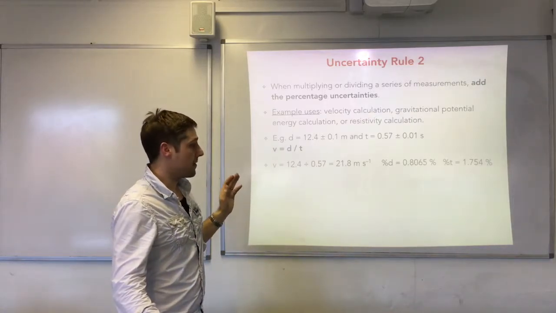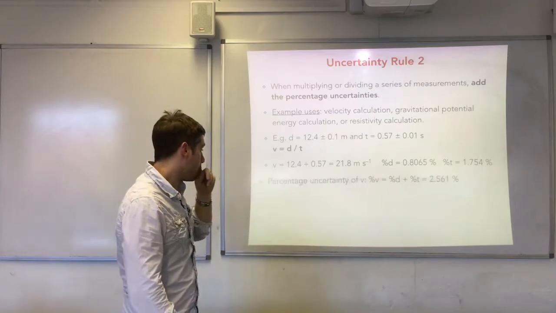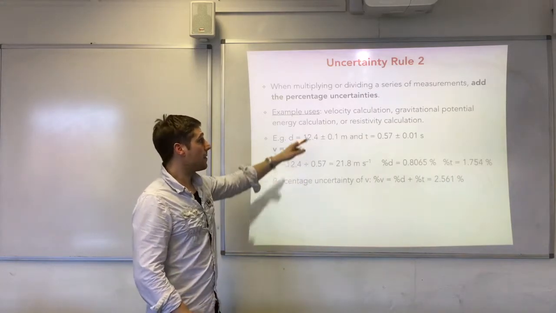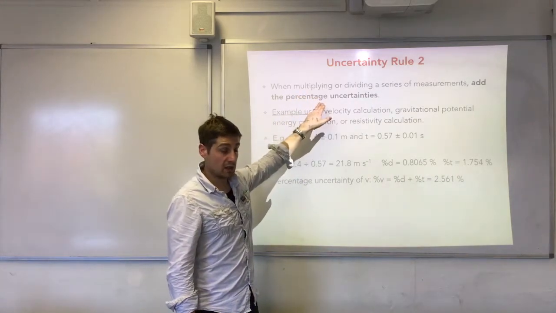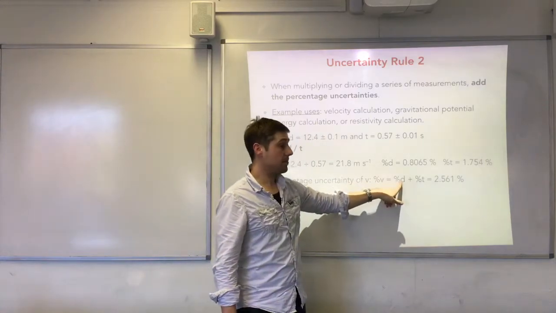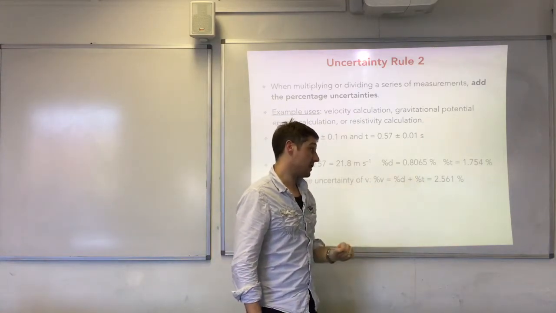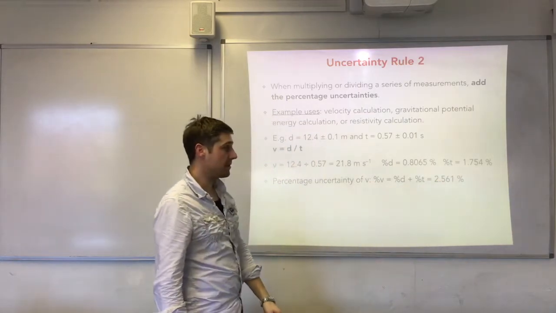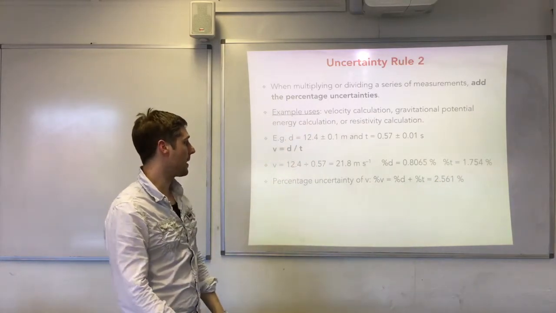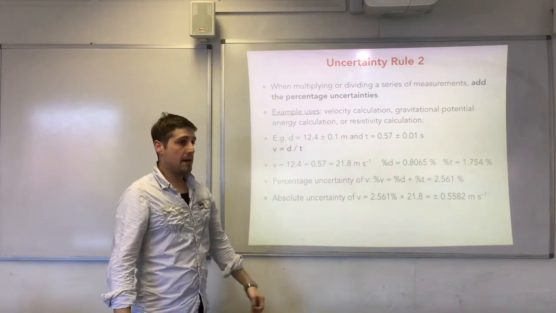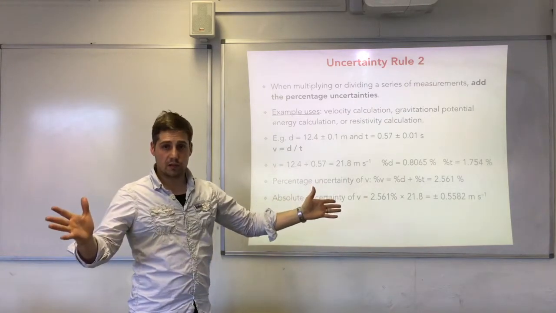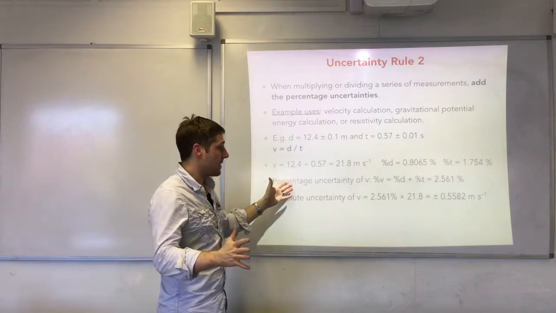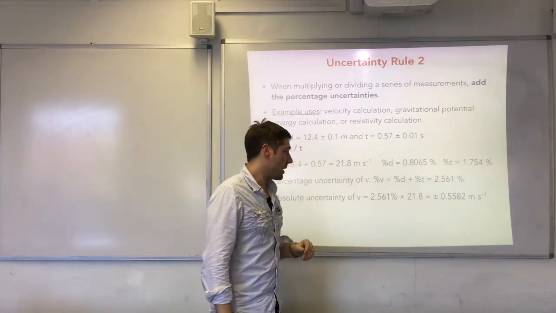Now I need to work out the percentage uncertainty in the speed. That is, following the rule, I add the percentage uncertainties. So it's percentage uncertainty in D plus percentage uncertainty in T. That gives me 2.561%. Now from that, if you're asked to just calculate the percentage uncertainty, you just leave it there. You've done what you were required to do.